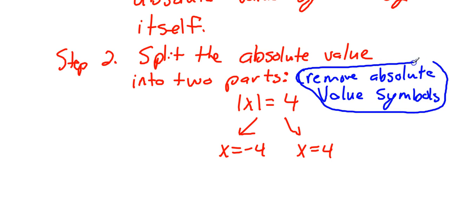Once you split it into 2 parts, now you've gotten rid of the absolute value, because now you're looking at it as 2 separate problems. One where you're going to the left side with the negatives, and one where you're going to the right side where it's the positives.